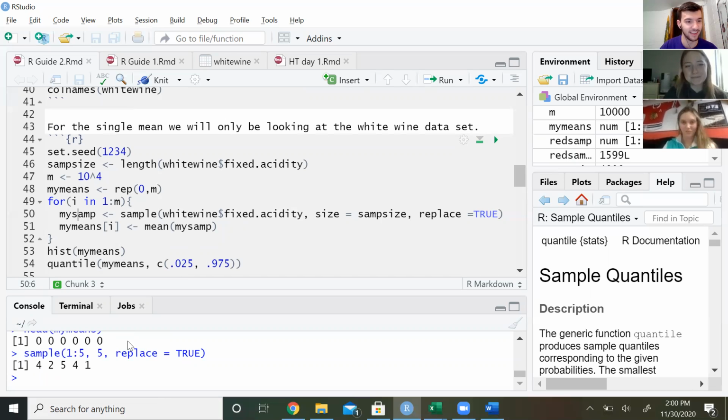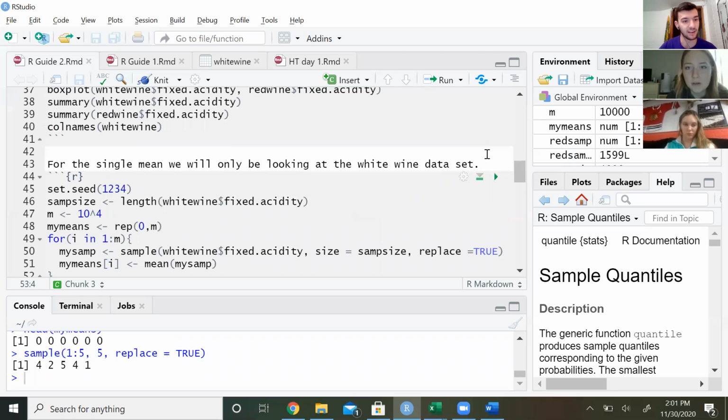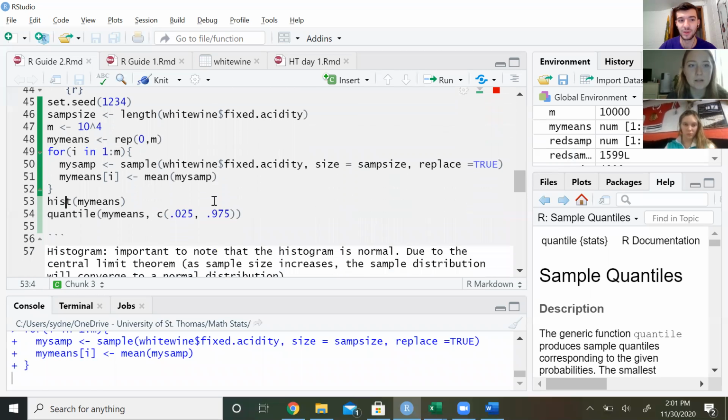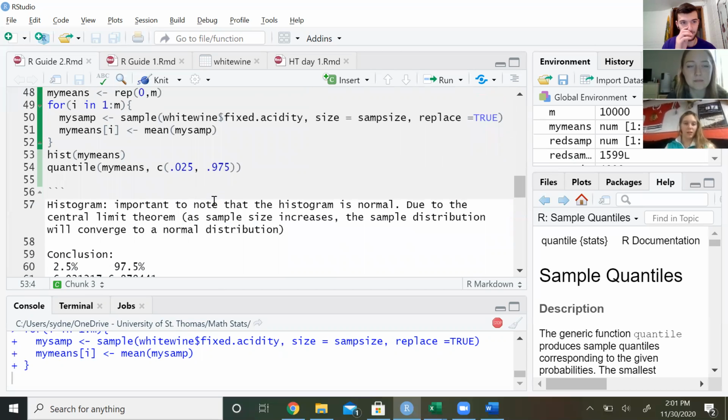And now that we have my samp, we take the mean of my samp, and then that gets populated over and over as the i ticker keeps going up. It populates my means. And then once we have all that data and all those resamples, we can look at the histogram.